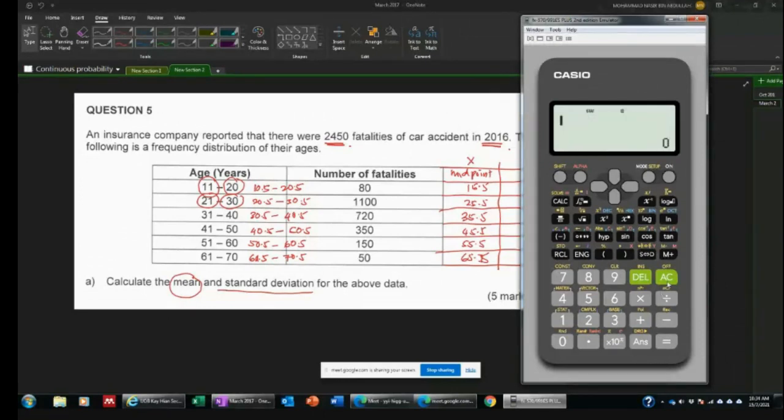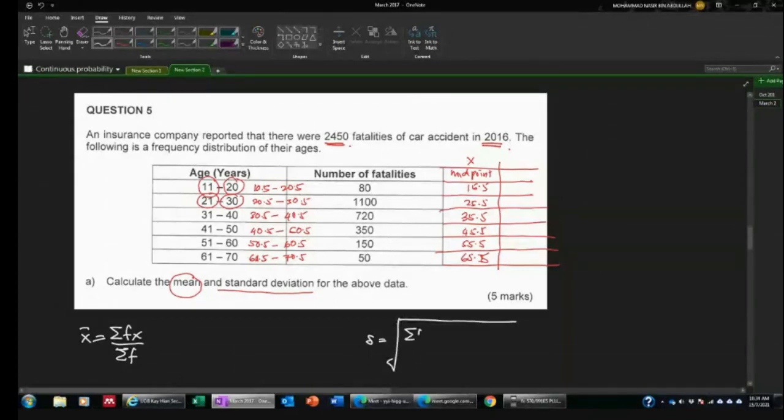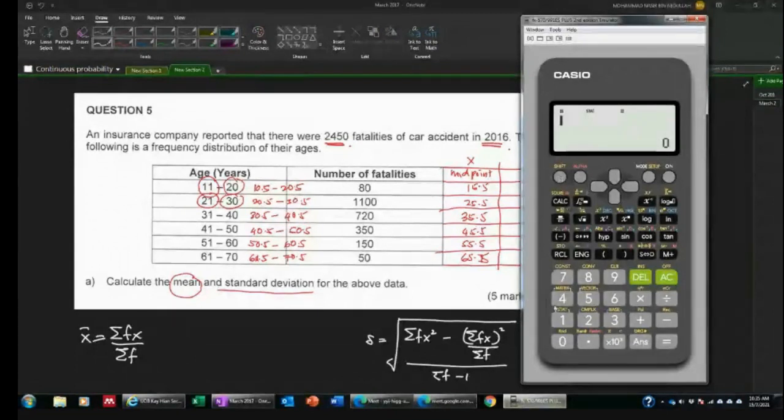Alright, good. So next, in calculating mean, right? Mean should have summation of fx divided by summation of f. For calculating standard deviation, it should have a square root of summation of fx square minus summation of fx, and then you square divided by summation of f, everything divided by summation of f minus 1. So you need to have the value of summation of fx square, summation of fx, and summation of f. So we already know the summation of f is equal to 2,450, right? 2,450.